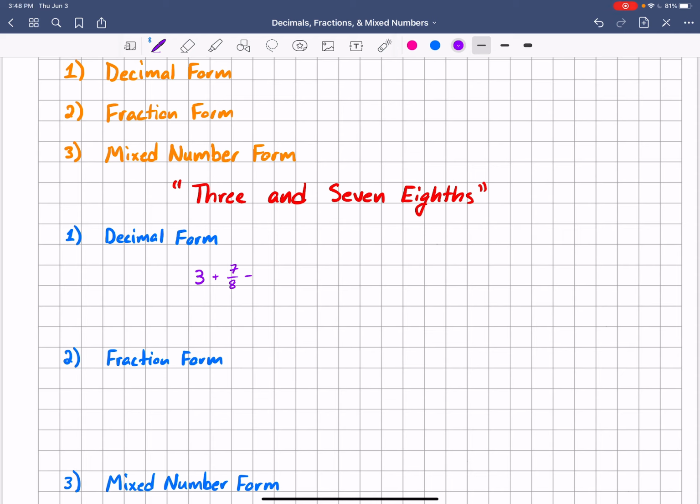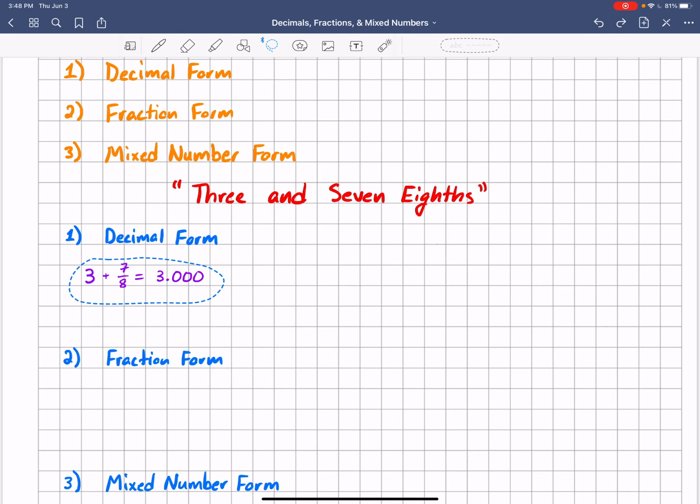So 3 can be represented as the whole number 3, and if we want to clearly show that we have nothing extra, we can put 0.0, and we can put as many zeros as we want, as long as it's to the right of this decimal. So let's just put 3.000, just for the sake of it. I'll move this over a little bit.